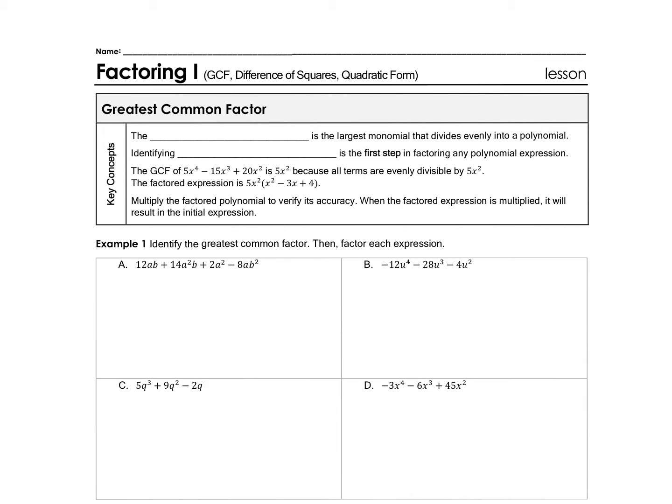The blank is the largest monomial that divides evenly into your polynomial. This is the greatest common factor. Identifying the greatest common factor, I'll just use GCF now, is your first step in factoring any polynomial expression. So you're always checking to see if they have anything in common.